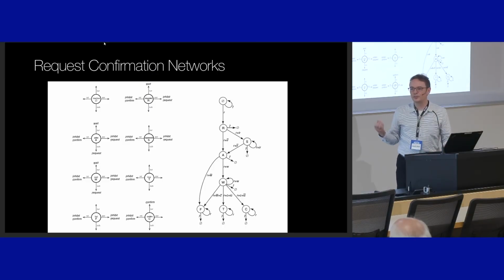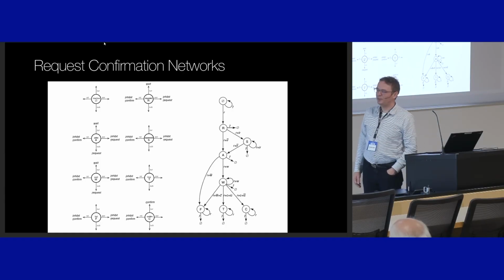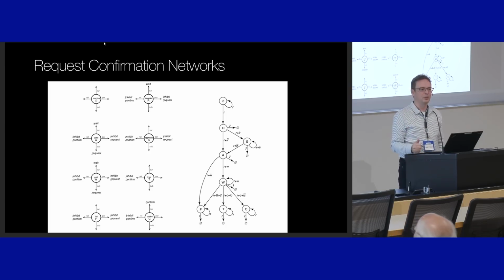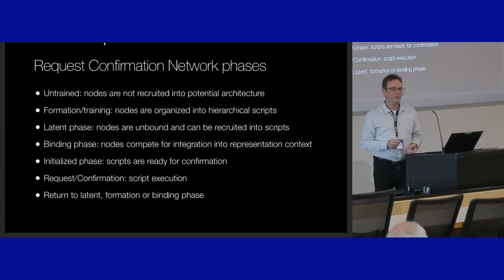And the units that allow this construction, I call them request confirmation networks, and basically every one of these units is a small state machine that is able to inhibit or activate the other units across certain dimensions. As a result, you get self-executing scripts. And the goal is basically to build self-organizing, self-learning scripts that can execute themselves without any kind of external control. And they, in different nodes, have to have different states.